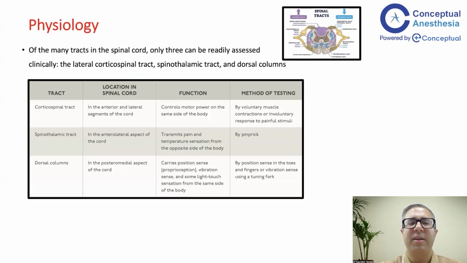Then the spinothalamic tract is in the anterolateral aspect of the cord. It transmits pain and temperature, and we check it by the pinprick method. The dorsal columns are in the posterior-medial aspect of the cord. They carry position sense, that is proprioception, vibration, and some light touch sensation. So, by position sense in the toes and the fingers or vibration sense using a tuning fork, you can assess the dorsal column. So, we have to assess at least these three tracts. The spinothalamic tract and the dorsal column are usually sensory ones. The corticospinal one is a motor one.